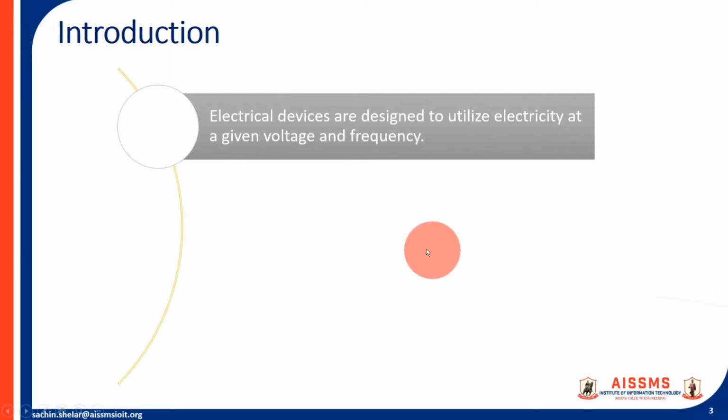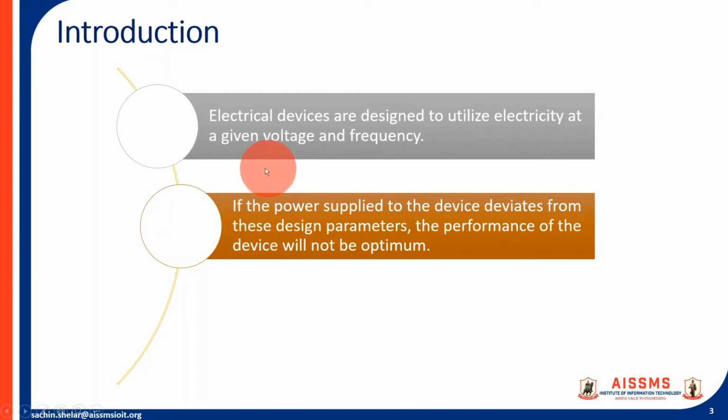As everybody is aware, electrical devices are designed to utilize electricity at a given voltage and frequency. These two parameters are important, the voltage and frequency, while the current is dependent on load. Now if the power supplied to the device deviates from the design parameters, then the performance of the device will not be optimum, and any process which is connected to that device may not give output as it is to give in normal condition.